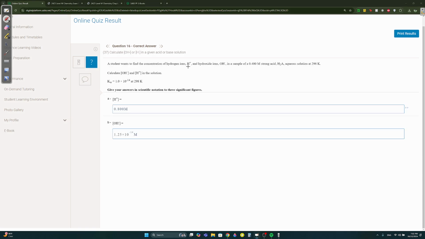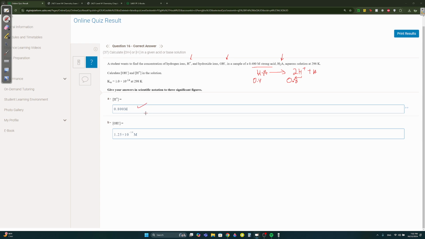16. A student wants to find the concentration of H plus and OH in a sample of H2A. Remember for these questions, this came by the way last week also. You dissociate it to get 2H plus and A. I don't care about the A, but I care here. That means the moles of H plus is going to be 2 times the moles of H2A because the coefficient is 2. So H2A is 0.4, H plus is 0.8.